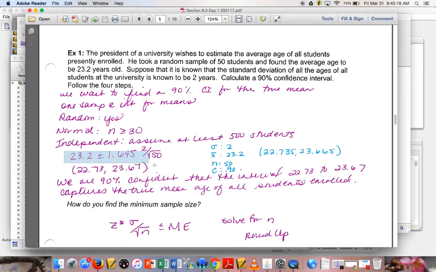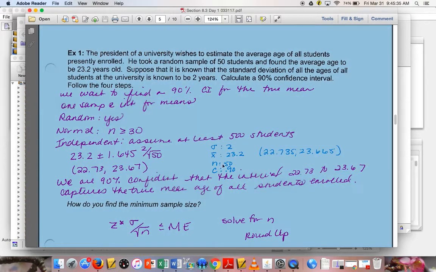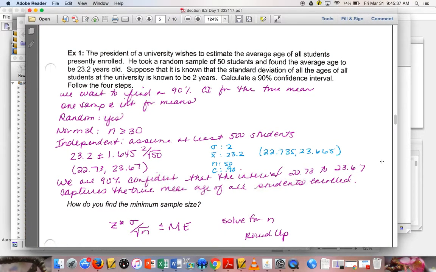If I wanted to do the formula, there's my x bar. It's 90%, so the critical value is 1.645. And then you just do the standard deviation, so 2 over the square root of the sample size. There's the answer. If you want to use the calculator, there's the inputs, and there's the answer from that. And then we write that statement the same way we've been writing the statement.